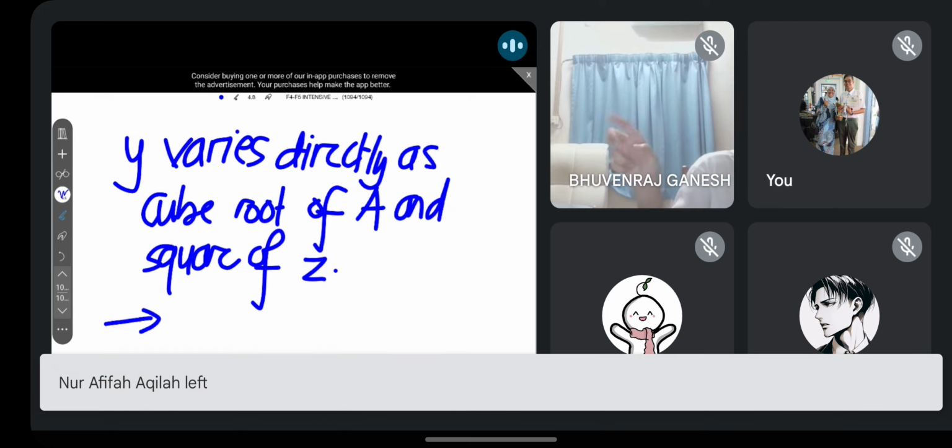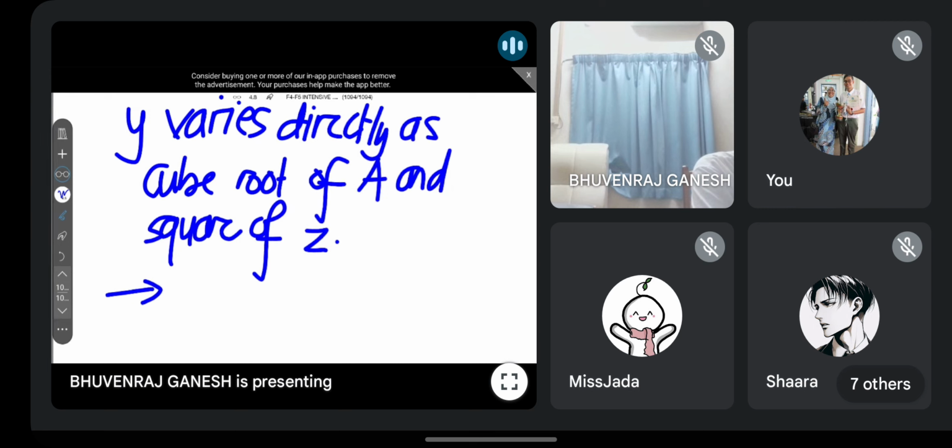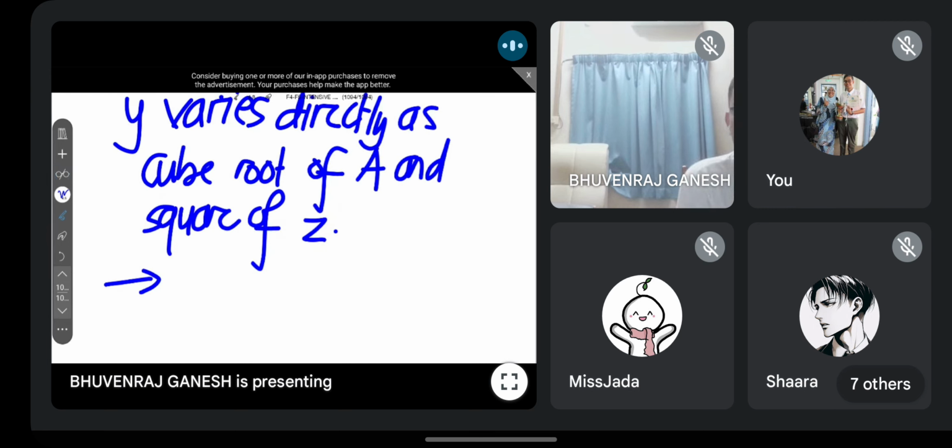If you cannot find the alpha symbol, just tekan symbol A. Tak perlu susahkan diri. So anyone? What is the variation form you all can get over here? Apa bentuk ubahan berdasarkan pernyataan ini? Come on guys, faster. Apa bentuk ubahan dia berdasarkan pernyataan ni? How should I write the variation? Anyone?